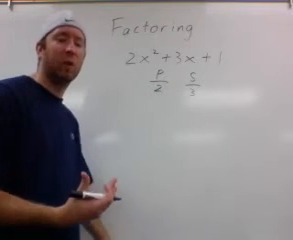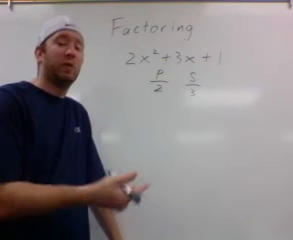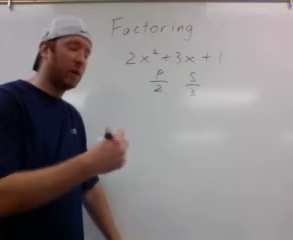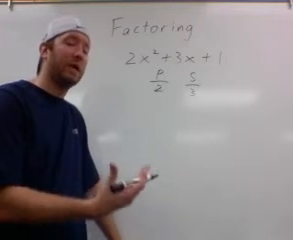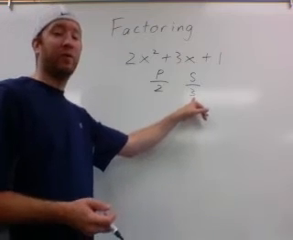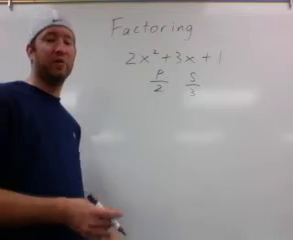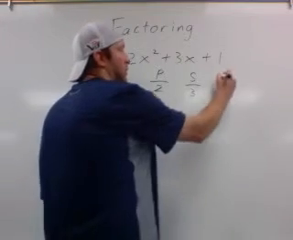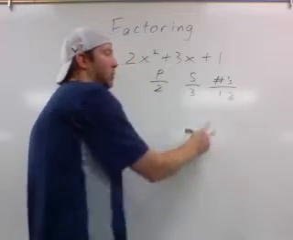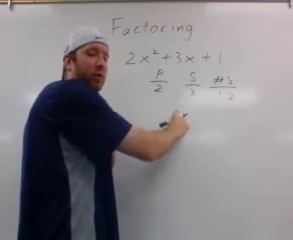Okay. Well, this is a pretty easy one to start off with, because the only way to multiply to 2 is either 1 times 2 or negative 1 times negative 2. So my numbers either need to be both positive or both negative. If I want to add to a positive 3, both numbers have to be positive. Okay, so my kind of winning numbers are going to be 1 and 2. Because 1 times 2 is 2, and 1 plus 2 is 3.